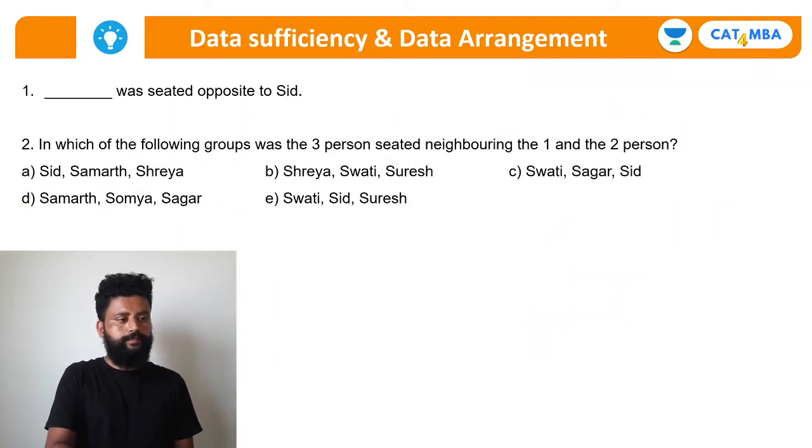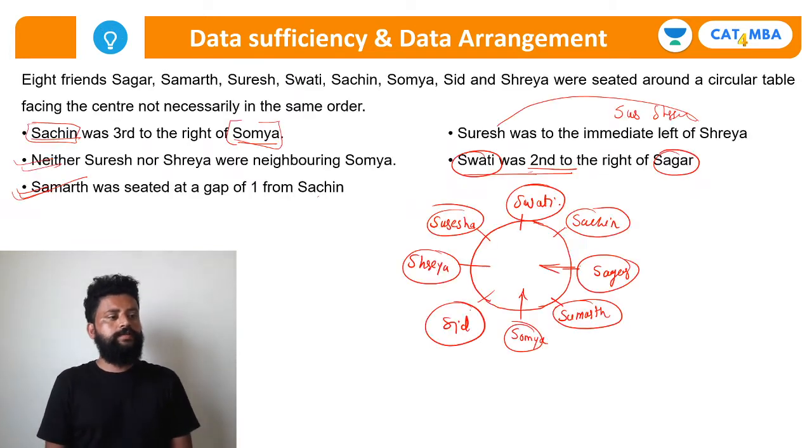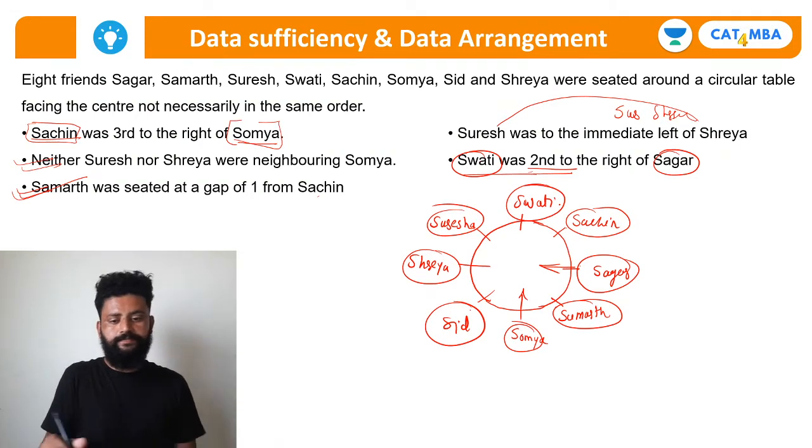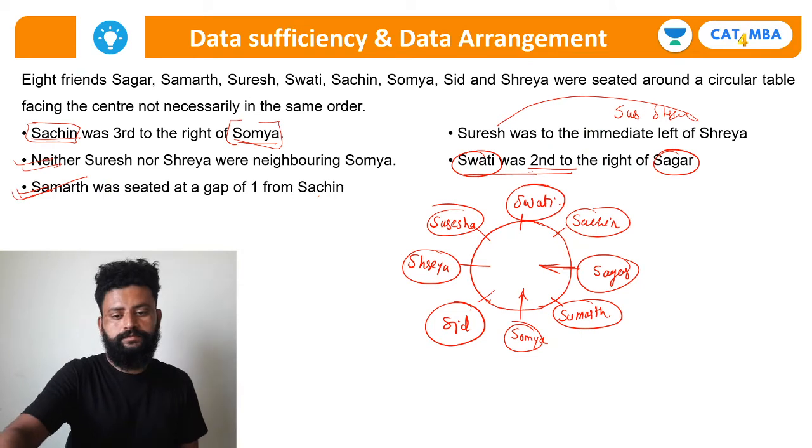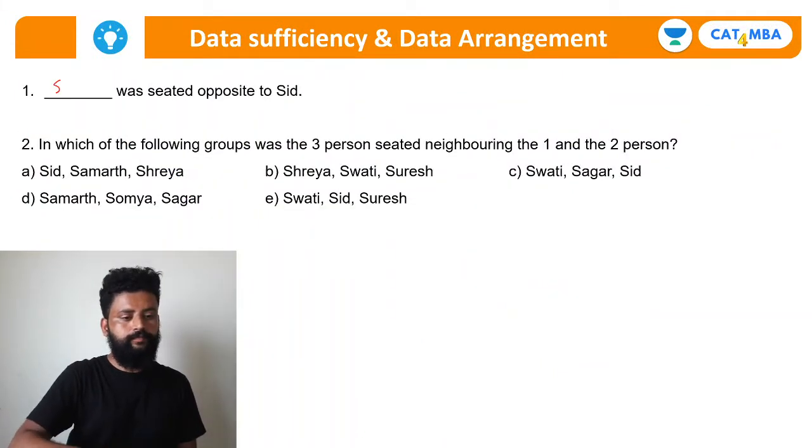Let's start with the questions. So who was seated opposite to Sid? Who was seated opposite to Sid? Opposite to Sid is Sachin.